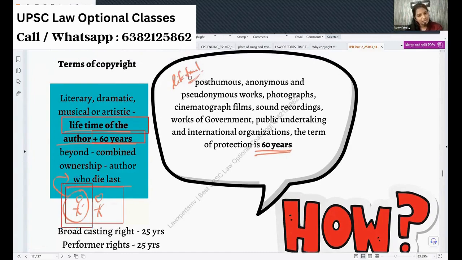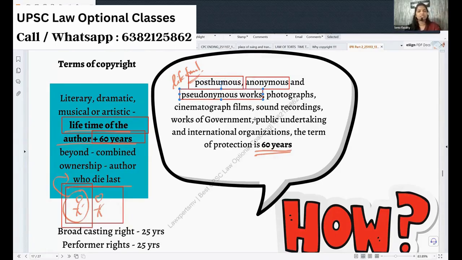Now coming to posthumous work, after death it is seen, or any anonymous work. Most people will have a pen name. They will not say their original name in drawings and all those things. Okay. So anonymous work, the name is not given. Pseudonymous work means a name is given, it is a pen name. Okay. Next, photograph, cinematograph film, sound recordings, and all those things.